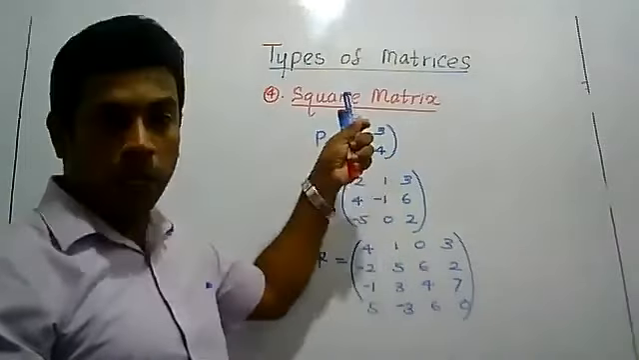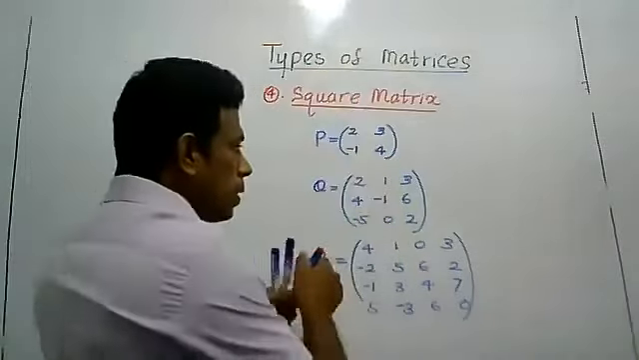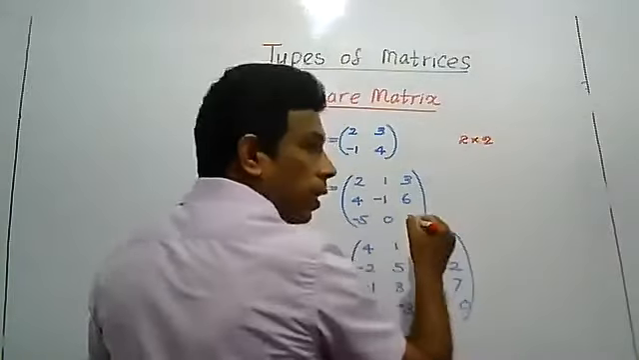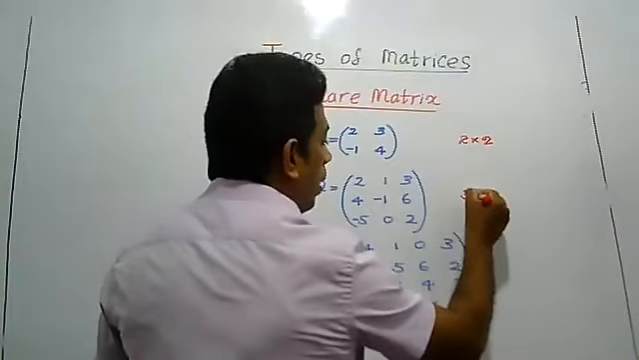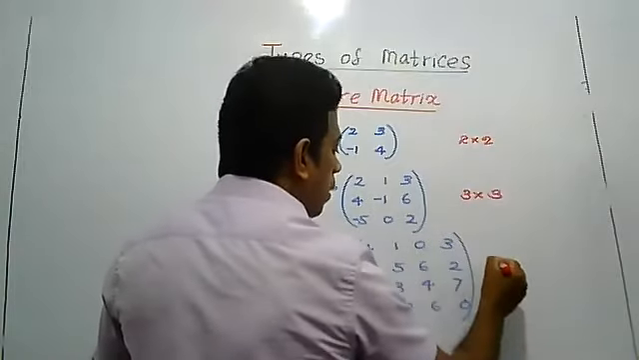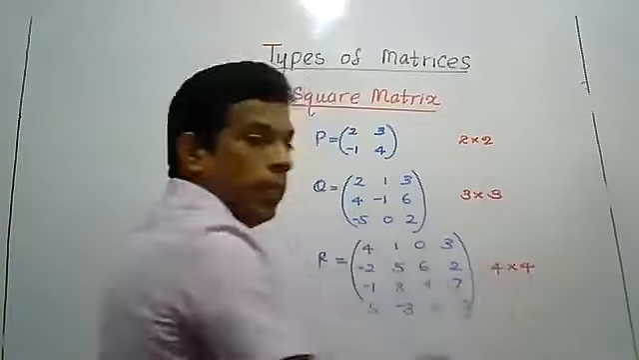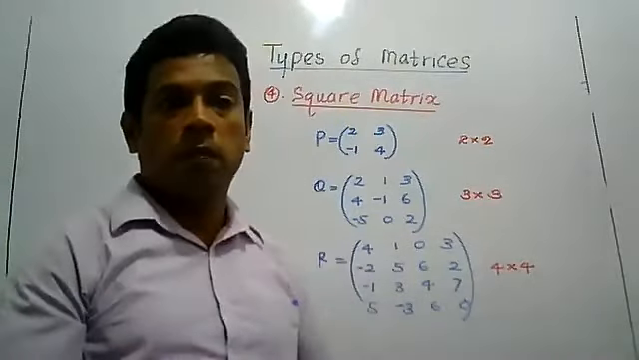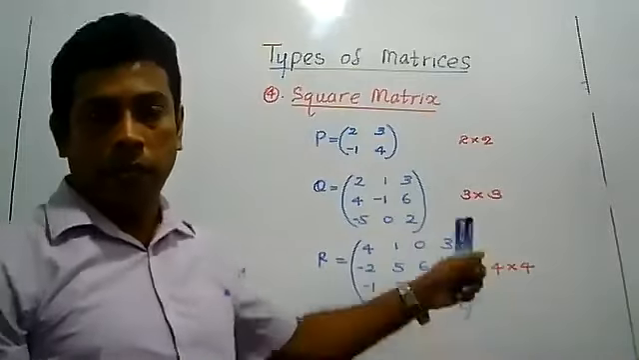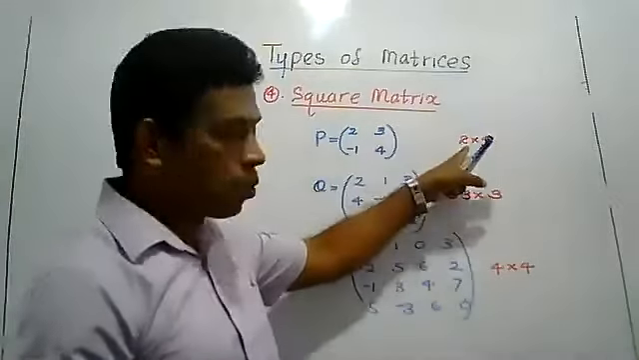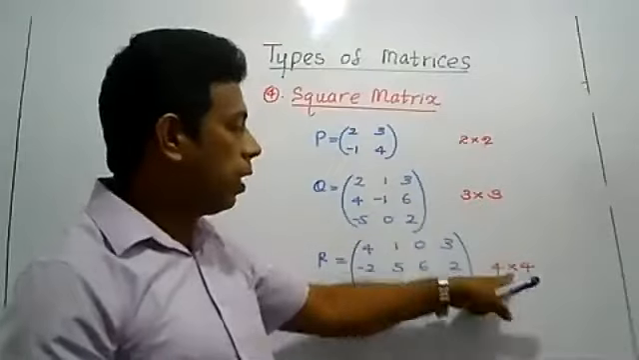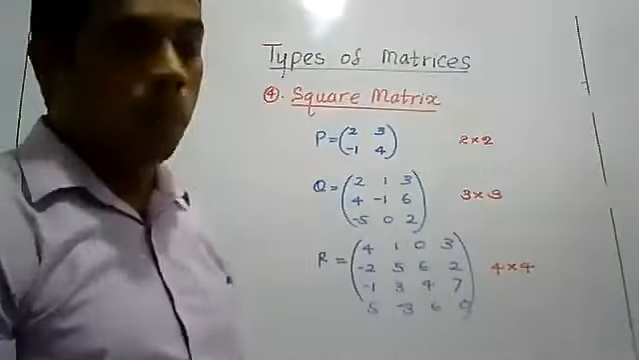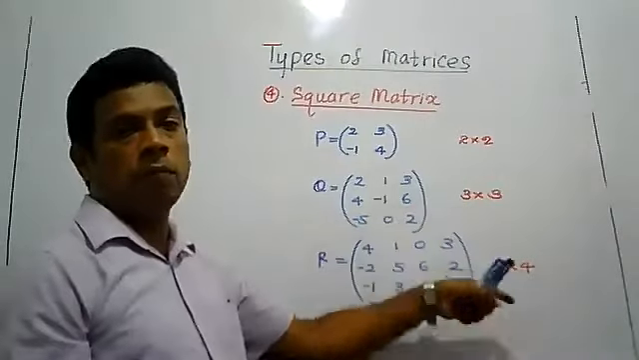So square matrix means the first one, first square matrix, write the order 2 by 2. Second square matrix, order 3 by 3. Third square matrix, order 4 by 4. When there is a square matrix, the number of rows and columns of the matrix should be equal. Write down examples for square matrix 2 by 2, 3 by 3, then 4 by 4.